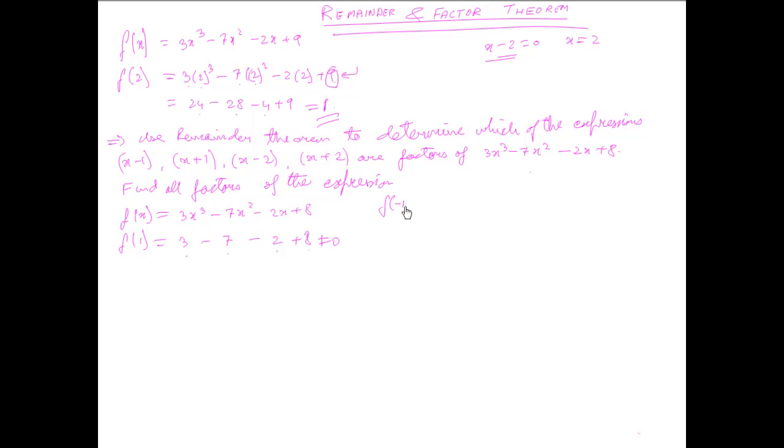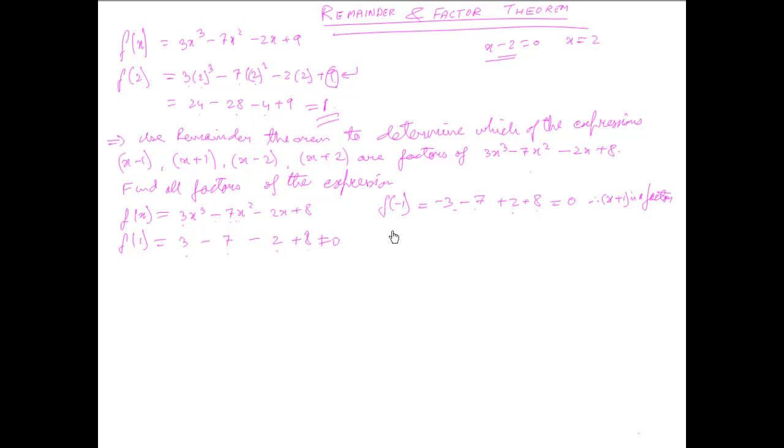f of negative 1, children, means this sign will change to negative 3. This will remain negative 7 because negative 1 squared is positive, times negative is negative. Plus 2 plus 8. That's 10 and that's 10, which is equal to 0. Therefore, x plus 1 is a factor.